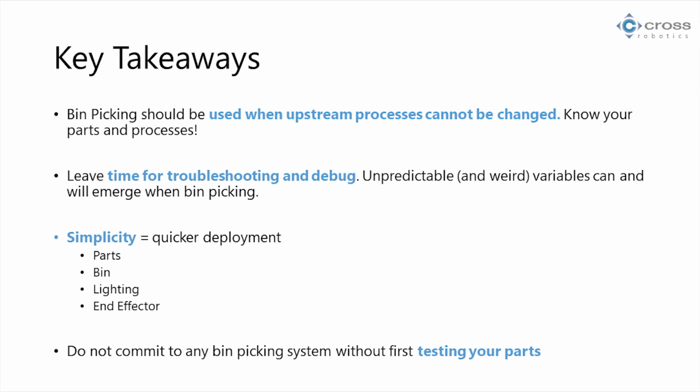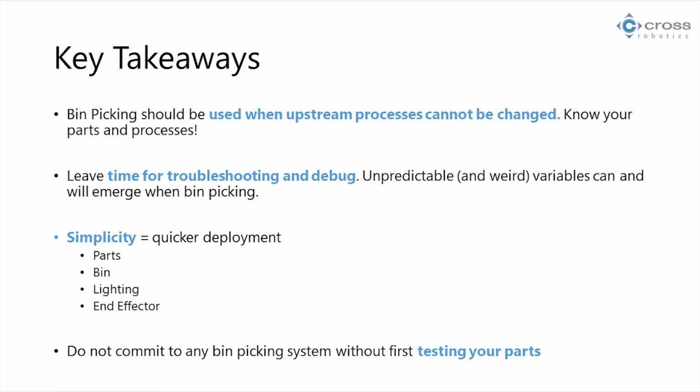Key takeaways, I'm sure you guys have put this together in your heads so far. Bin picking should be used carefully because it adds complexity and cost to a robot deployment. When you can't change your upstream parts or processes, bin picking starts to be a more justifiable solution, okay? Know your parts and processes. This never hurts. Leave time for troubleshooting and debug. Unpredictable things can and will happen when you're testing out a bin picking system. The simpler your process, the simpler your parts, the simpler your system in general, the quicker you're going to be able to get it up and running, okay?